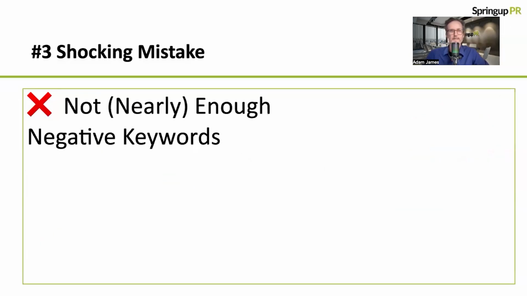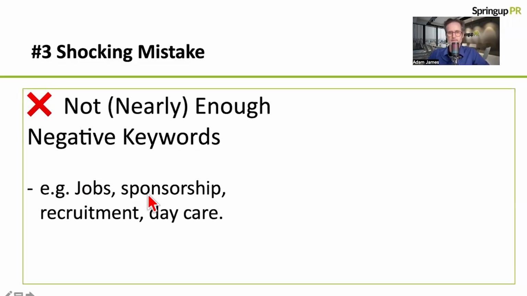Shocking mistake number 3 is that it's so vital, if you're doing Google Ads to get more inquiries, that you have thousands of negative keywords. What that means, if you don't know, is that you're making sure your ads do not get seen when people are searching under certain keyword searches: jobs, sponsorship, recruitment, daycare, care home jobs, care home sponsorship, recruitment for care homes. These kinds of words are not relevant to people you want your ads in front of, who are wanting a care home for their loved one.